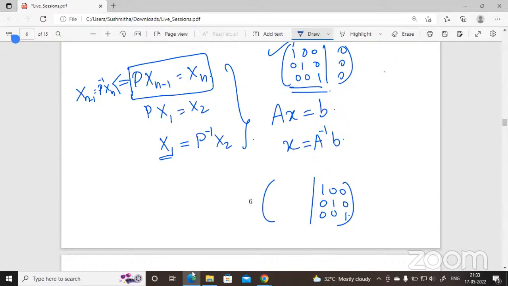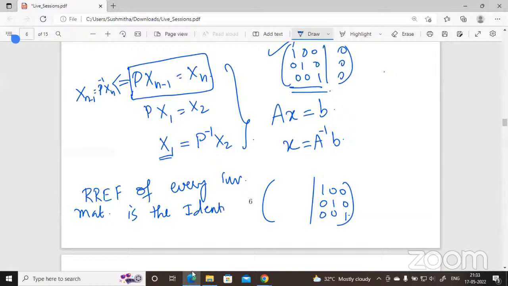Ma'am, that inverse one, can you please repeat once? What I was telling is the RREF of every invertible matrix is the identity matrix.